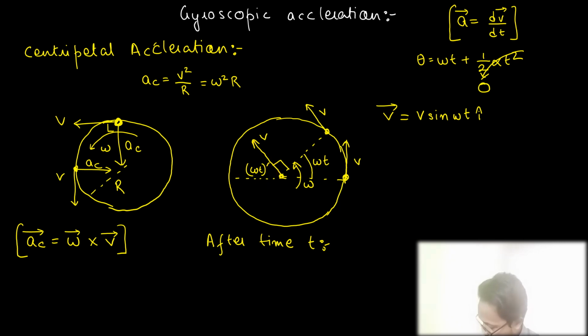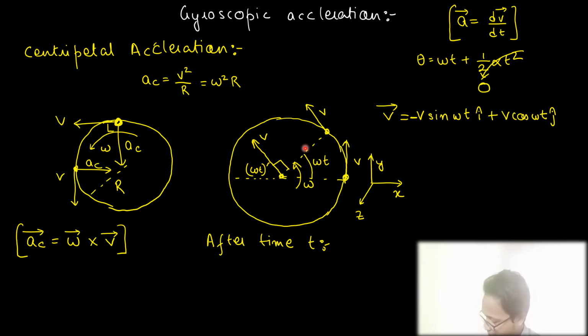Why? If I denote this direction as the positive x axis, this direction as the positive y axis, and this direction as the z axis, the velocity component here is opposite to the direction of the positive x axis, so it will be minus v sine omega t i plus v cos omega t j. Is there any k component of this velocity, or is there any z component of this velocity?